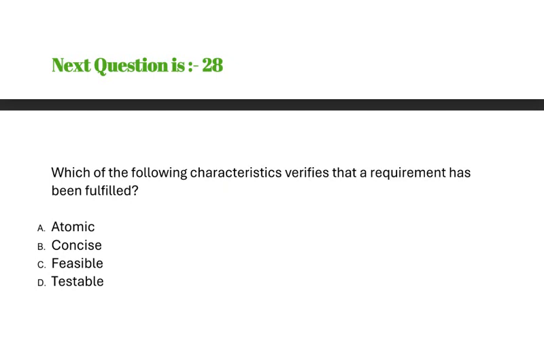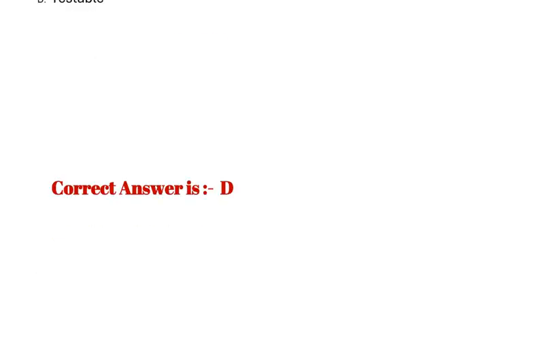Question is, which of the following characteristics verifies that a requirement has been fulfilled? Option A, atomic. Option B, concise. Option C, feasible. Option D, testable. Correct answer is option D.